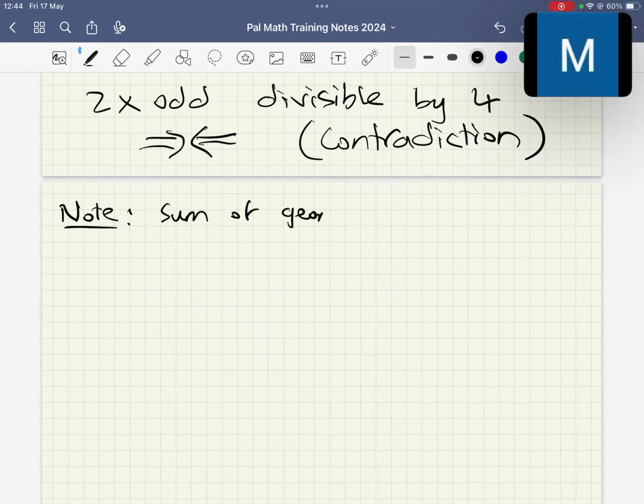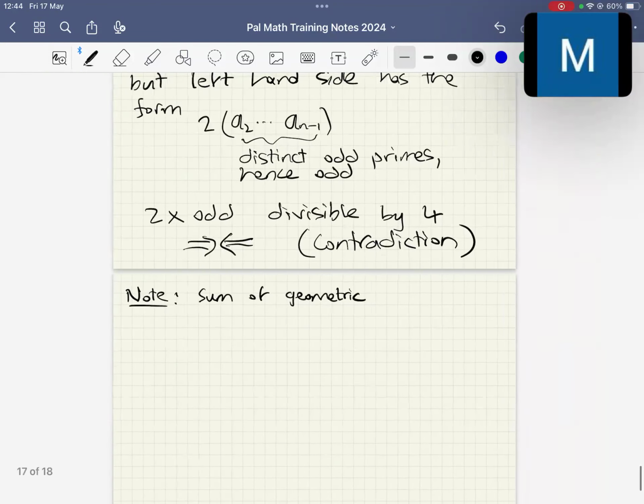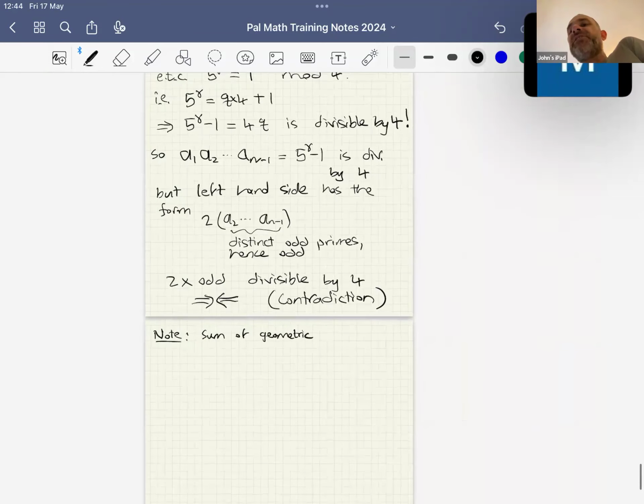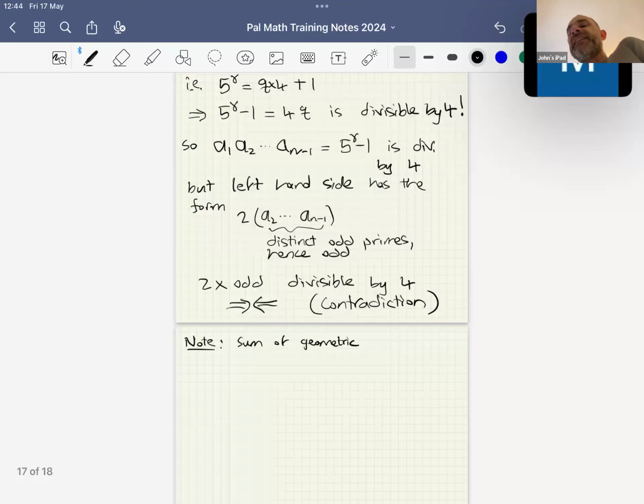2 times odd is not divisible by 4. Well, according to the above, 2 times an odd is divisible by 4, and that's obviously false. So I'm stating something that's false. I've arrived at that conclusion, and because it's false, that means that my assumption must have been wrong. So that's the structure of the proof.